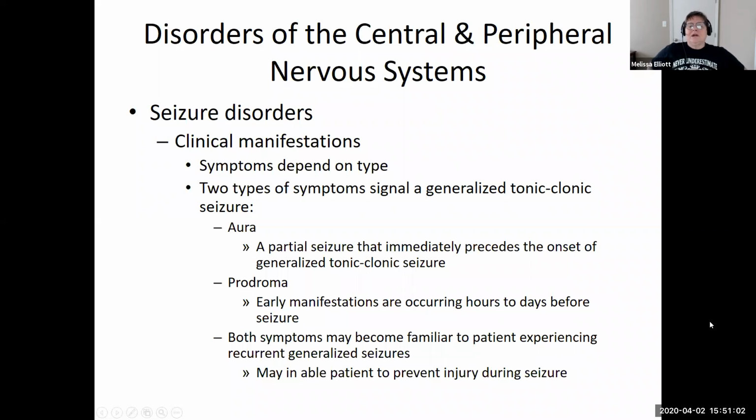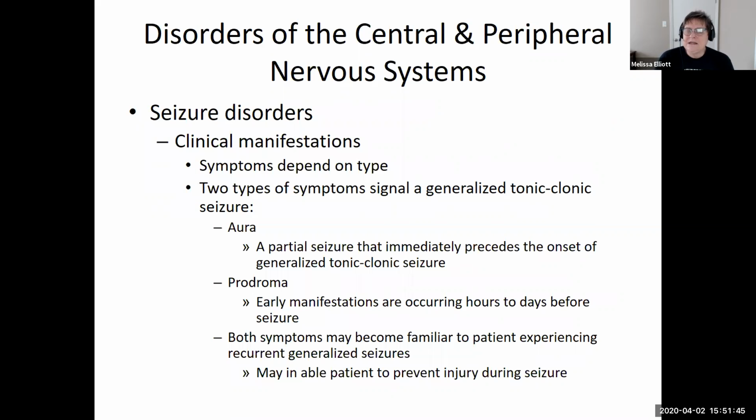Clinical manifestations are going to depend on the type of seizure disorder. When we're talking about the symptoms, a lot of times people will have two types of generalized symptoms to tonic-clonic seizures, something called aura and something called prodroma. An aura is essentially just a partial seizure that comes right before the onset of a generalized tonic-clonic seizure. A lot of them will be what we call myoclonic. They'll have small jerking seizures that will precede a very major, what used to be called grand mal seizure, but is now called a tonic-clonic seizure.